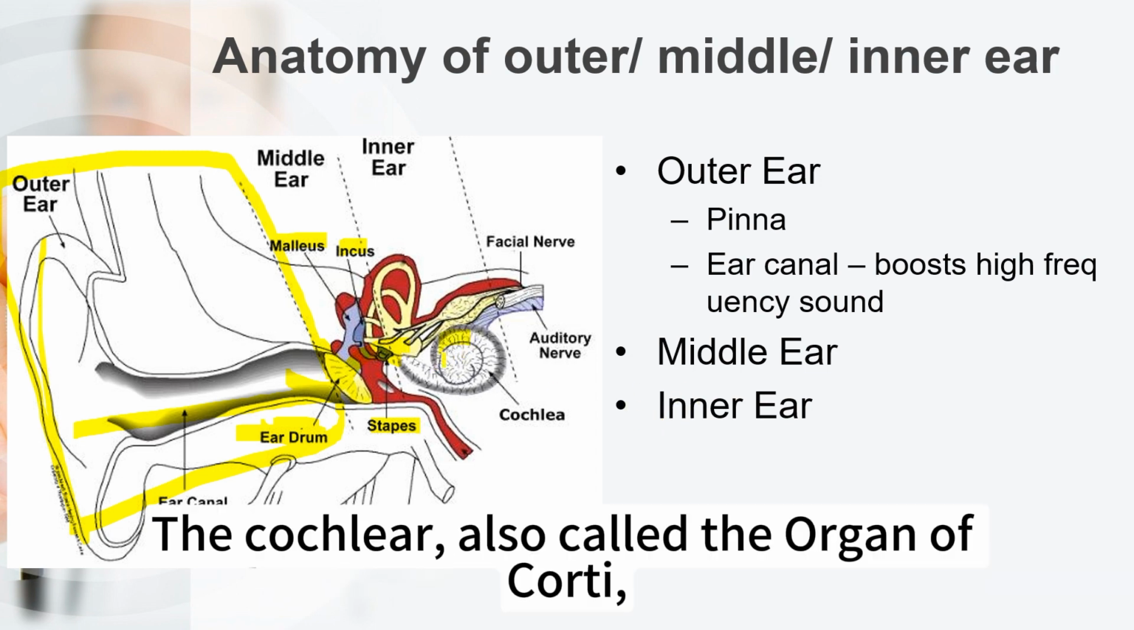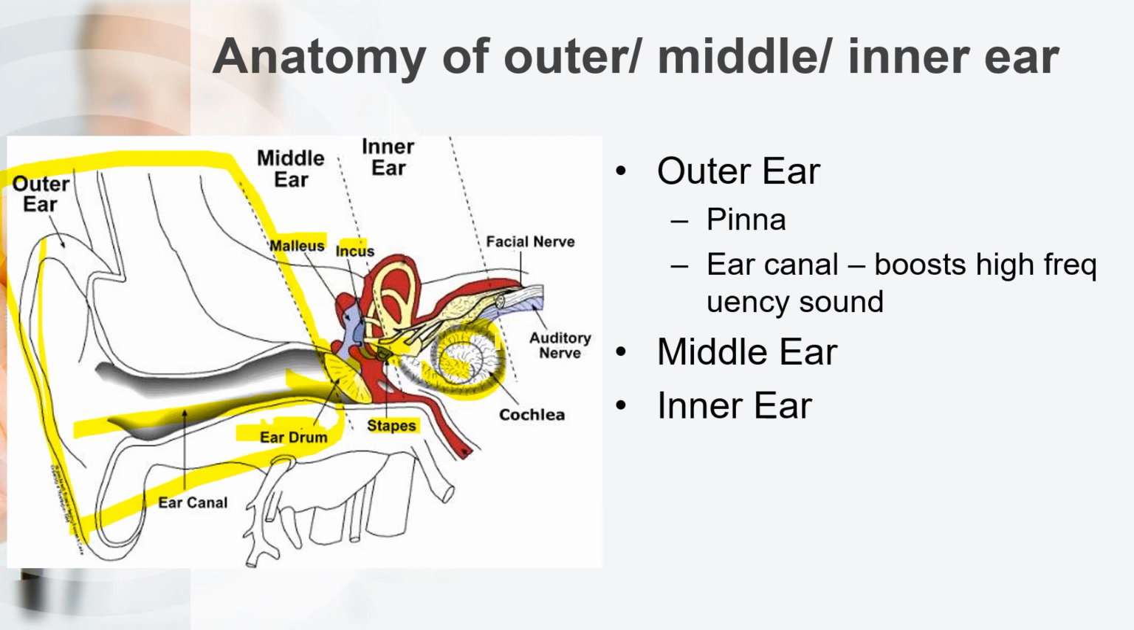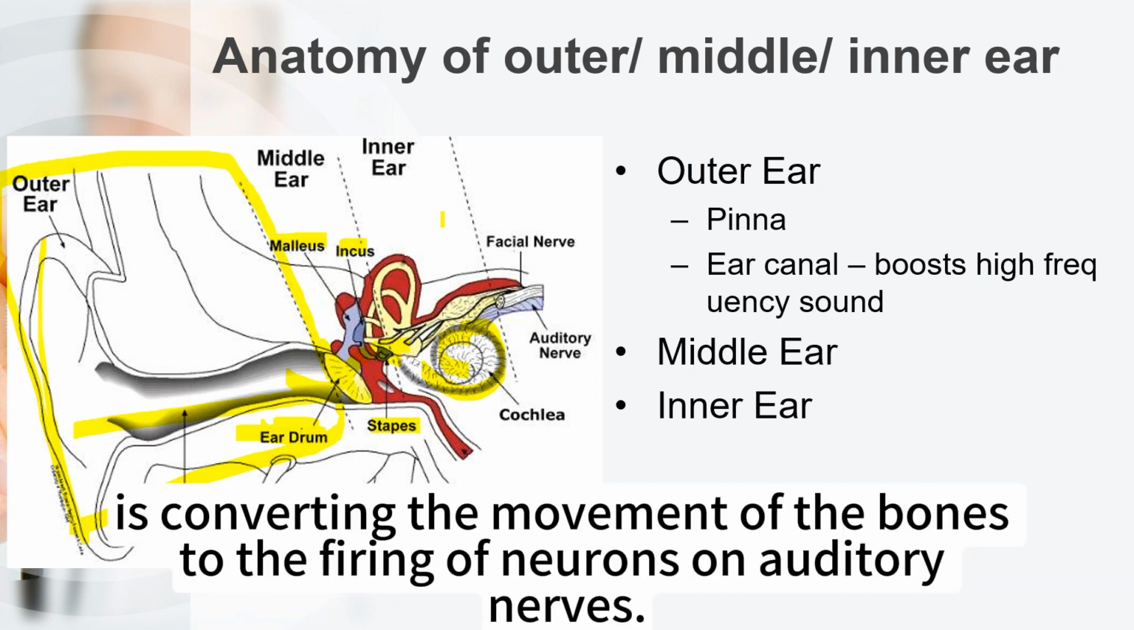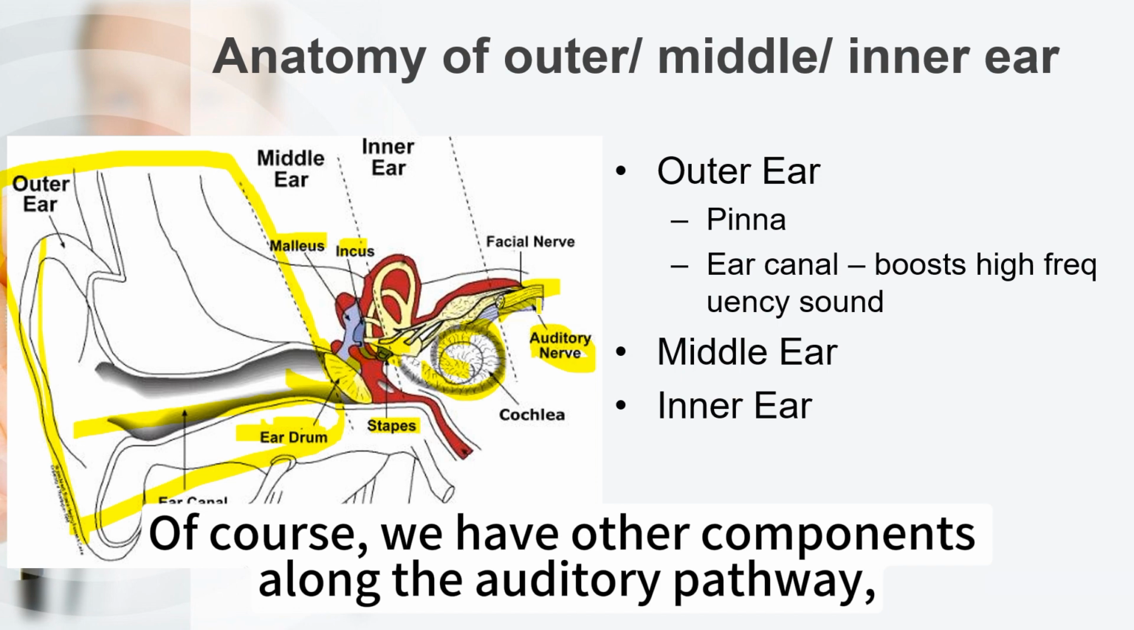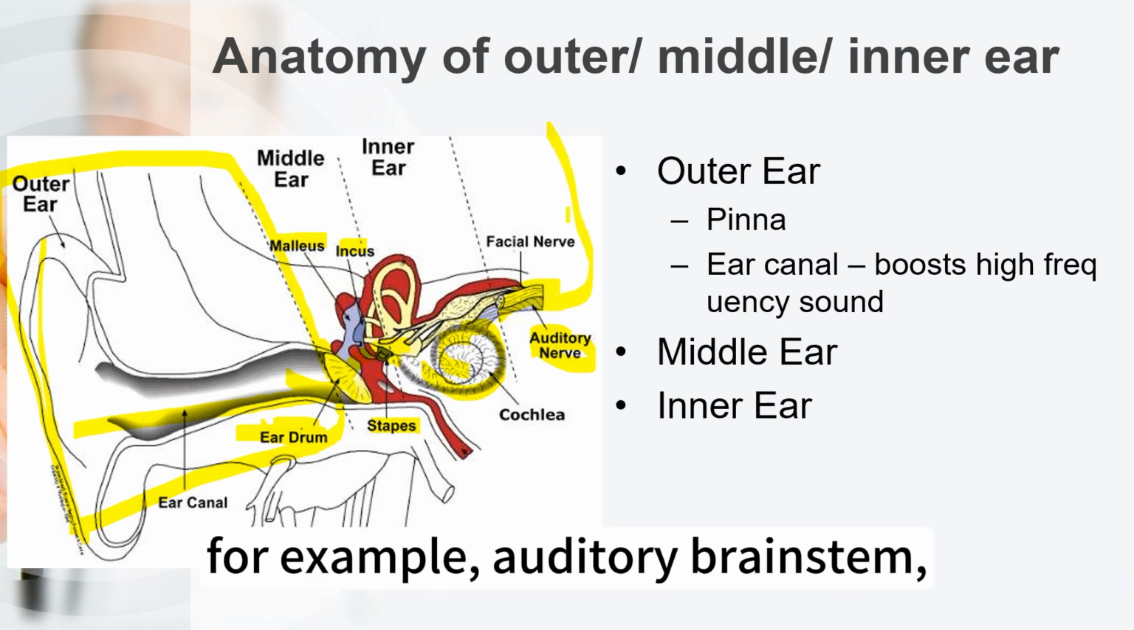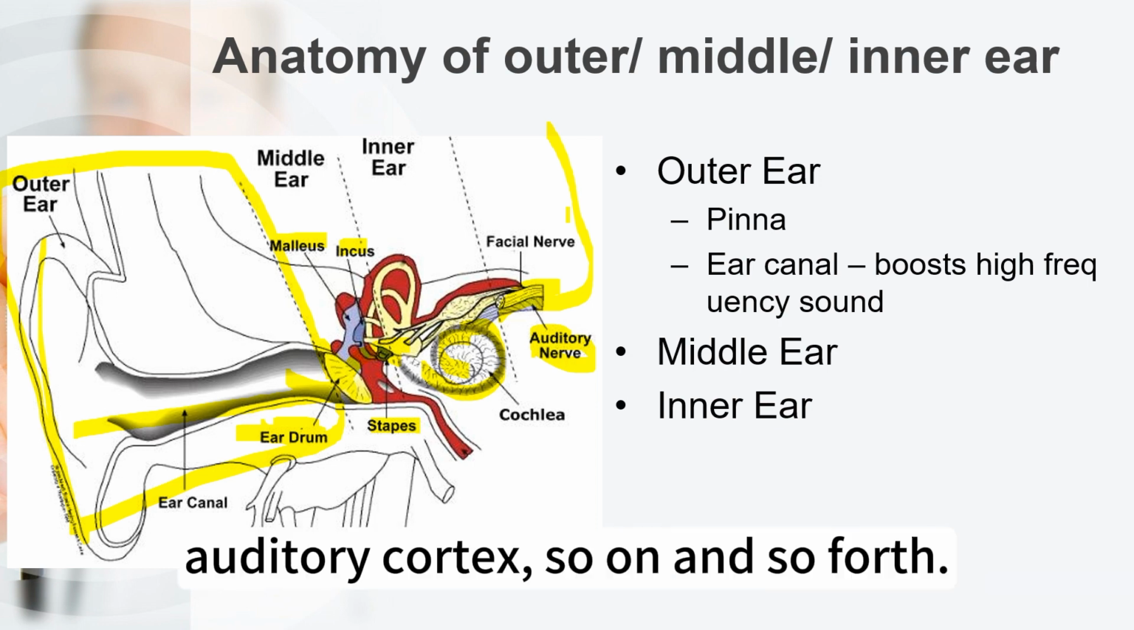The cochlear, also called the organ of Corti, is converting the movement of the bones to the firing of neurons on auditory nerves. Of course, we have other components along the auditory pathway, for example the auditory brainstem and auditory cortex, and so forth.